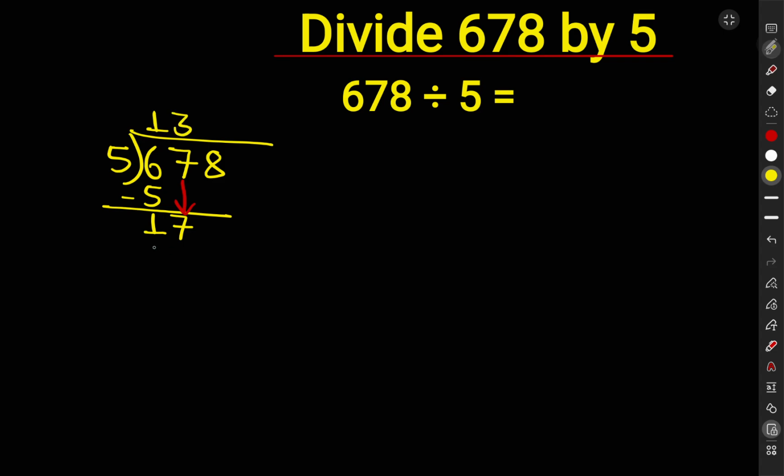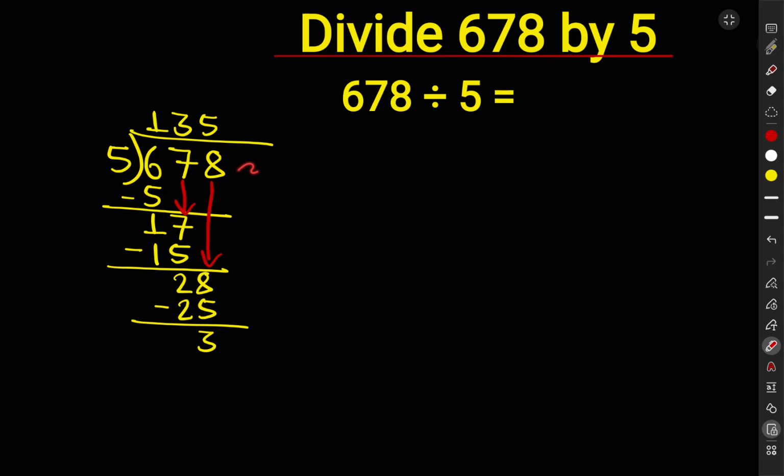5 times 3 is 15. On subtracting, we get 2. So again we put down this 8 and it is 28. 5 times 5 is 25. On subtracting, we get 3.